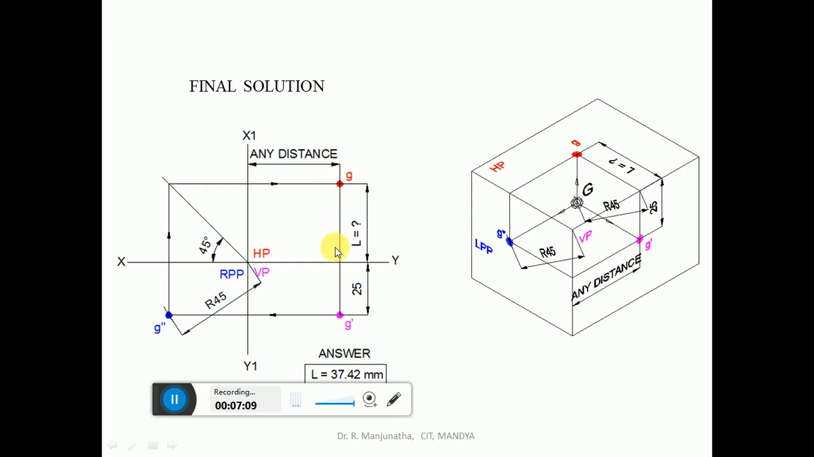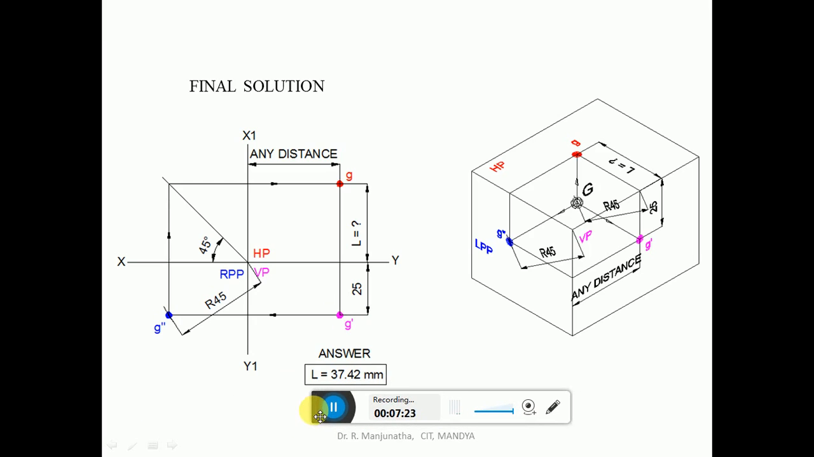Then the distance below HP can be seen in the vertical plane. The distance below HP, which is seen in VP, since VP is below the xy line, from this point you measure 25 mm, mark this point, which is going to be G dash. Then draw a horizontal projector from G dash to the profile view, that is to the LPP.